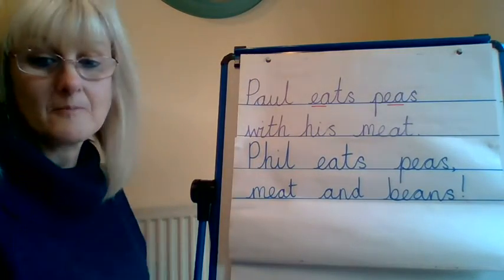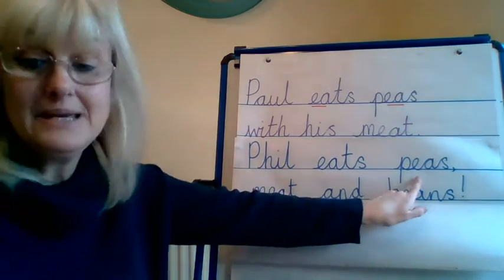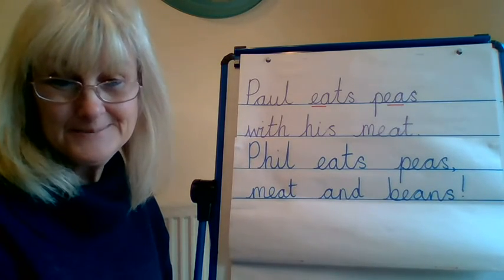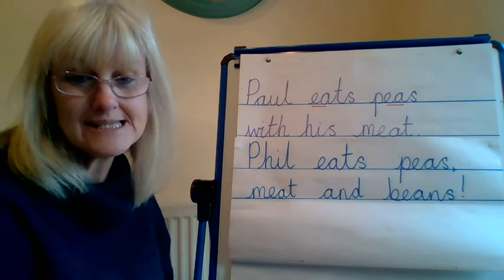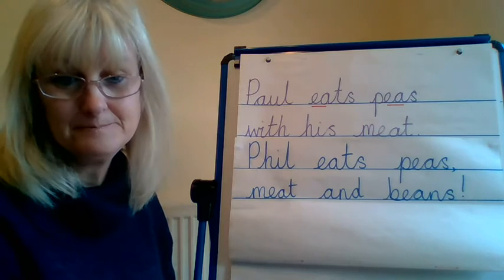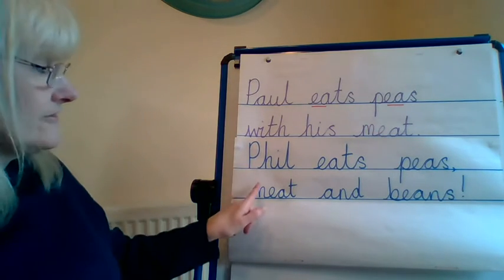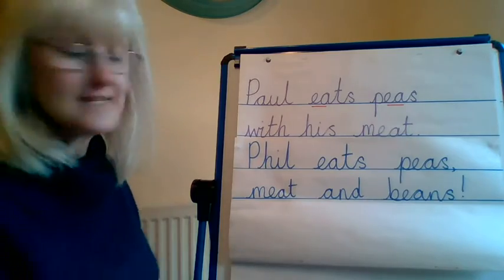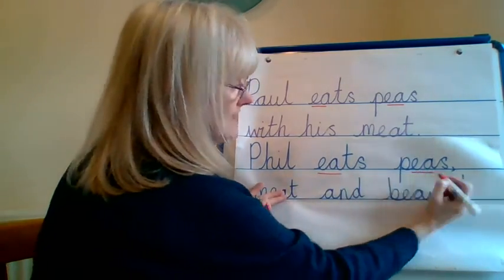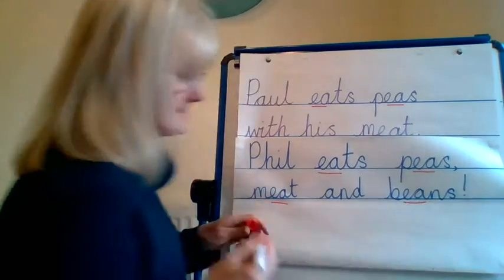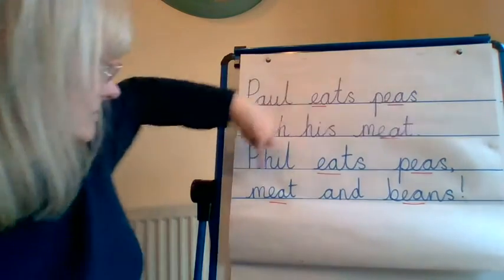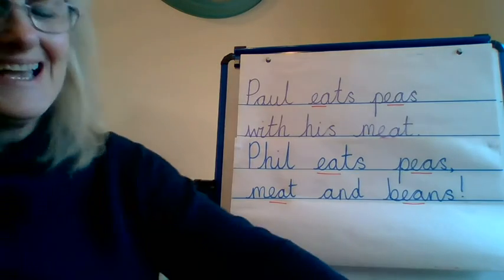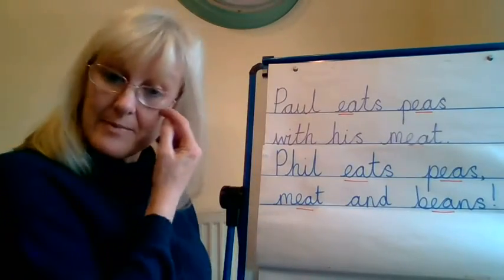Okay. Phil eats peas, meat, and beans. Okay, have a little look. How many of those words in that sentence has the E phoneme in it? Phil eats peas, meat, and beans. Let's have a look if we can identify them. Eats, peas, meat, beans. 1, 2, 3, 4. Is that what you said? 4 words. Well done.